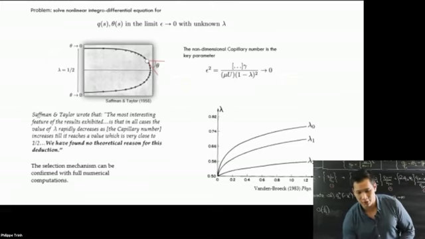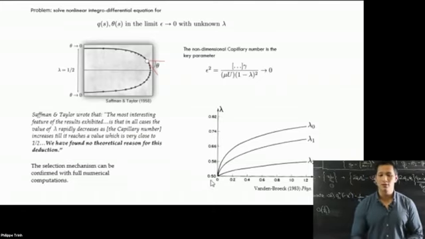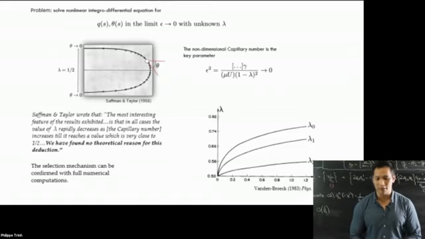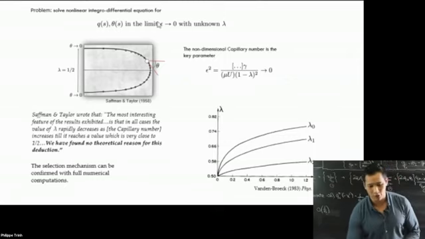So the point here is that as epsilon tends to 0, what they find is that the finger width tends to a half the size of the channel. And they couldn't find a theoretical reason for this. And this is your beyond all orders effects.